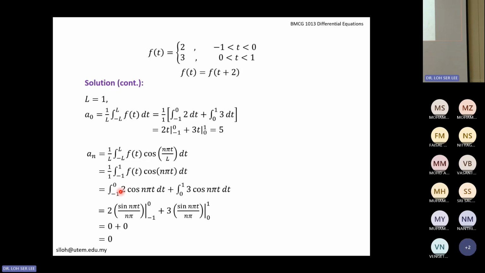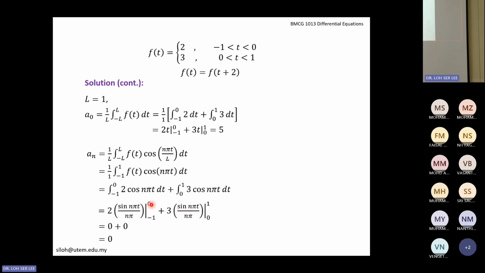To integrate cos, you get sine with the same angle, n pi t, over n pi. You just differentiate n pi t with respect to t, you get n pi. Then the limits are -1 up to 0. Same goes to this one, you integrate and get the same function, with limits 0 up to 1.